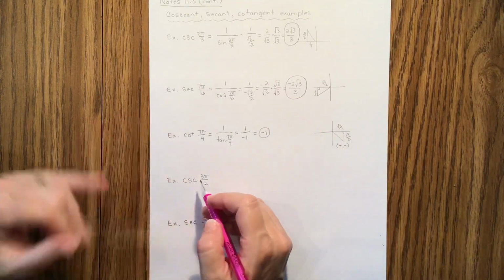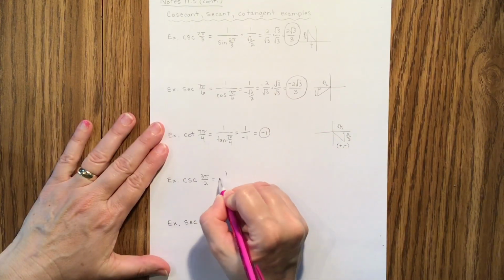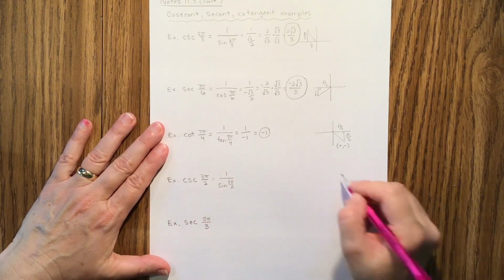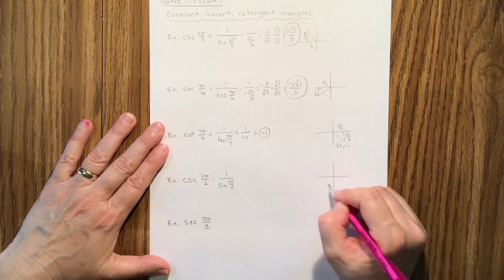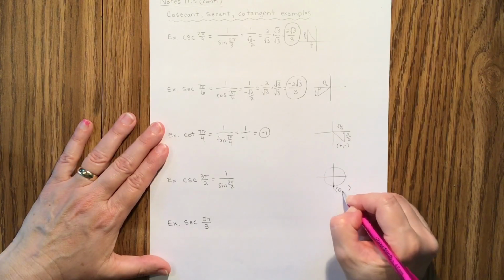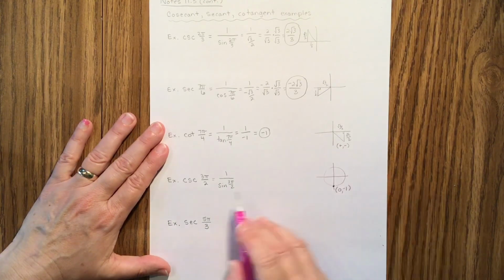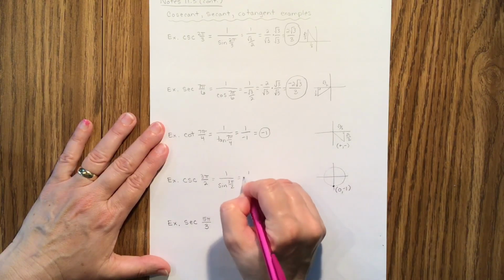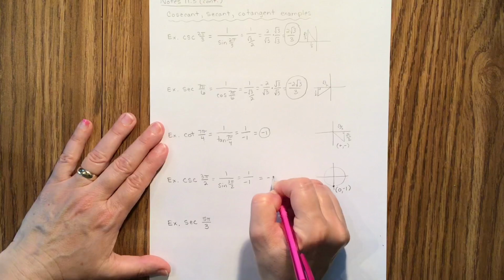Cosecant, again, this is 1 over the sine of 3 pi over 2. 3 pi over 2 is one of our quadrant angles. The quadrant angle down here is 3 pi over 2. So I have to think of the ordered pair. It'll be 0, negative 1. So the sine of 3 pi over 2 is the y coordinate. So this is the same as 1 over negative 1, which is negative 1.